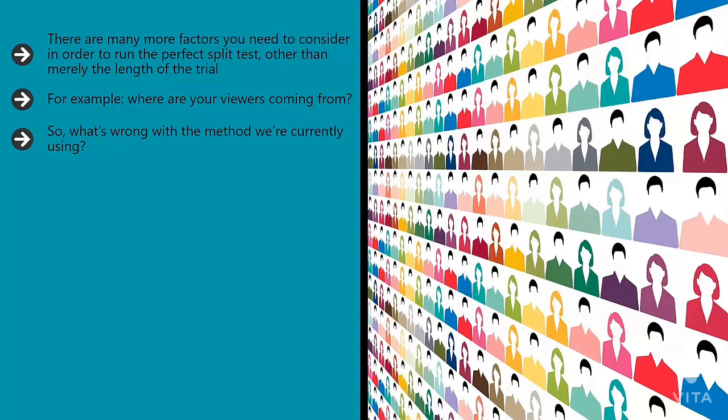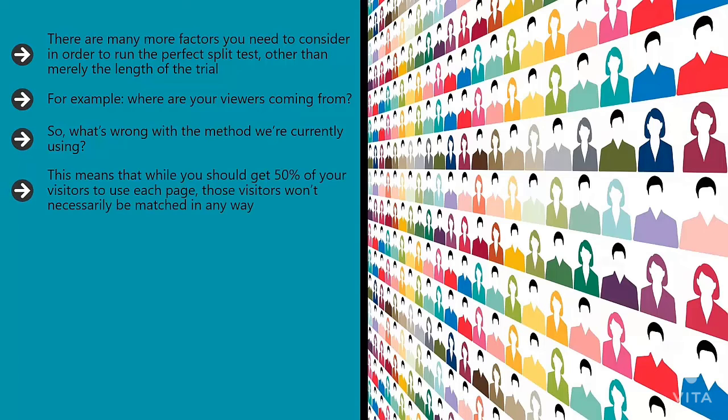Well, if you use the redirect method described earlier in this training, then you'll essentially be sending visitors to one of two websites based on completely random chance. It's effectively a coin toss. This means that while you should get 50% of your visitors to use each page, those visitors won't necessarily be matched in any way. Pure chance might mean that everyone from Asia ends up on one version of your website, while everyone from the US ends up on another. This can skew your results again, owing to cultural differences.